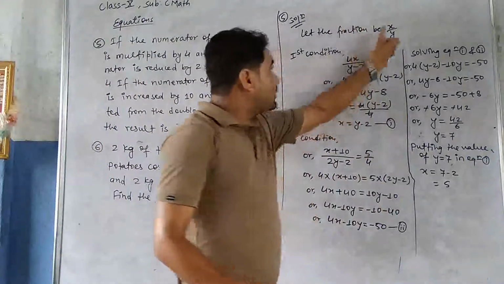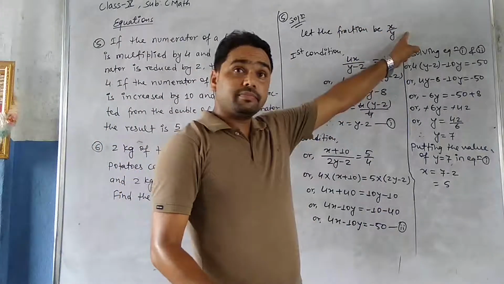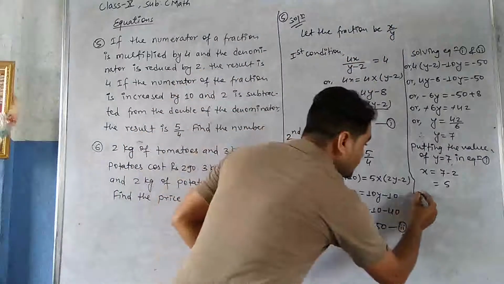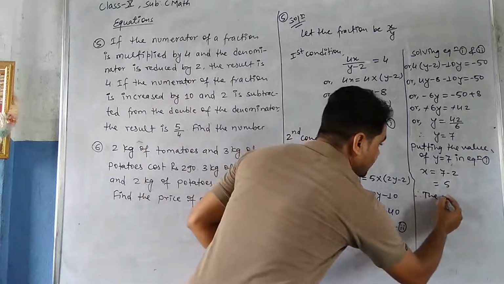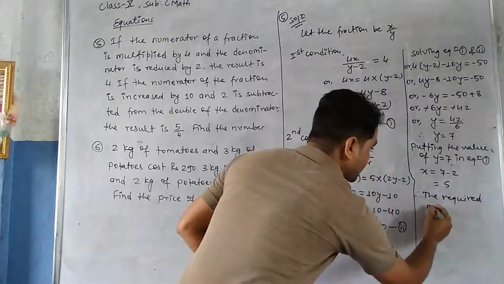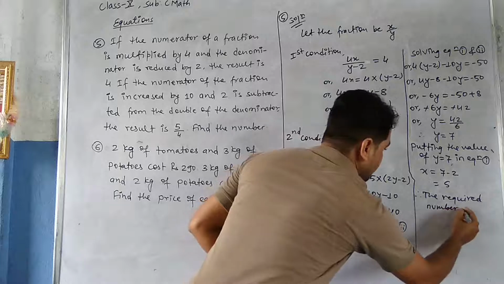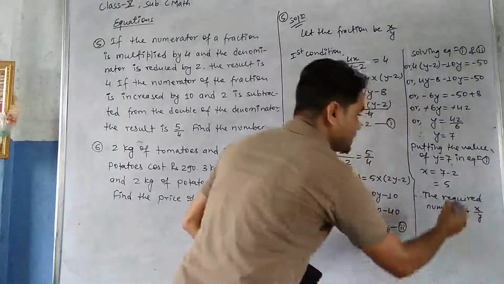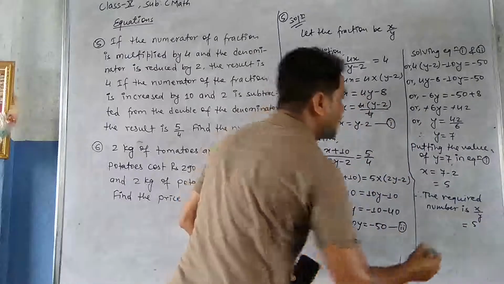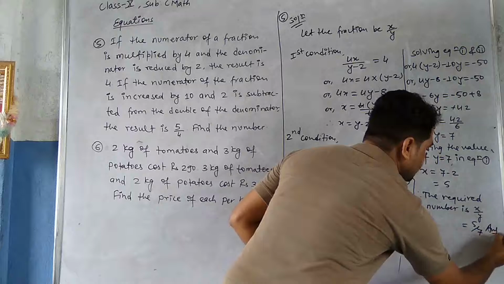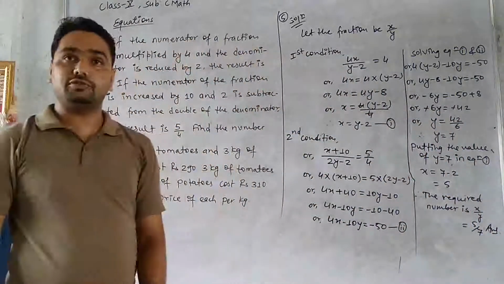And our number is what? x upon y. That is our fraction number, x upon y. Therefore, the required number is x upon y equals, x means 5 and y means 7. 5 by 7. This is the answer. Yes, like this we are going to do that.